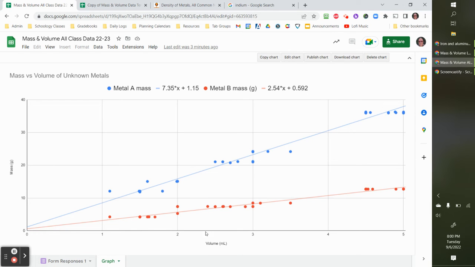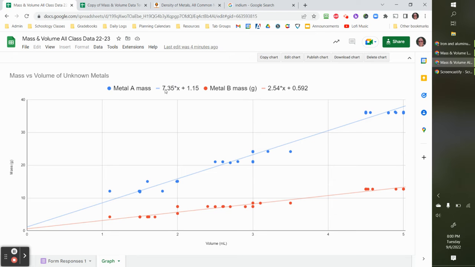So mass divided by volume is our slope. Now, in this case also, we do have a y-intercept for both of our lines. But just like on the comparing volume units lab, we can assume that y-intercept is due to error, because if something has zero mass, then it's also not going to take up any space. It will also have zero volume. So these very small y-intercepts are just due to experimental error, and we can focus on the slope.